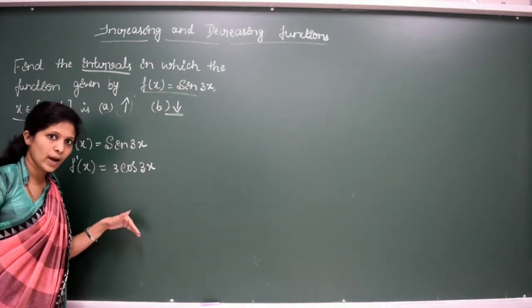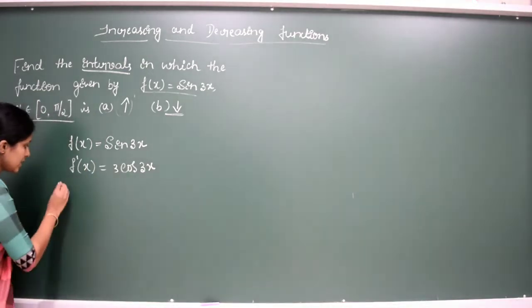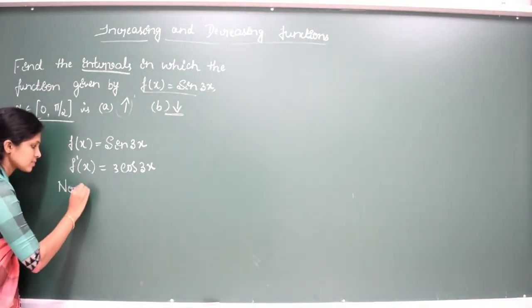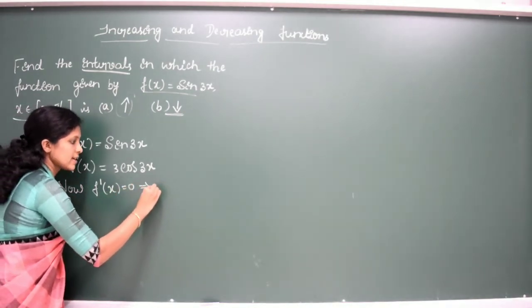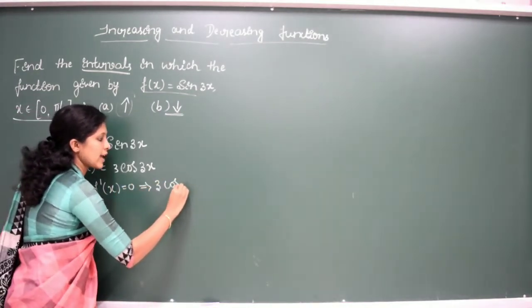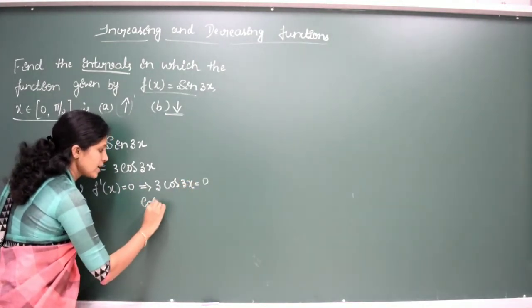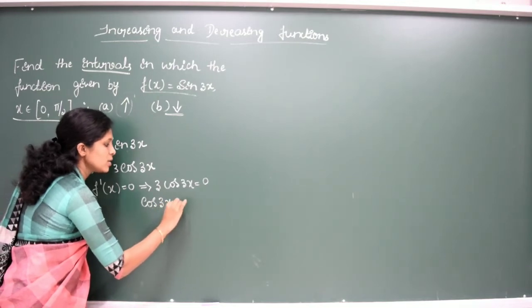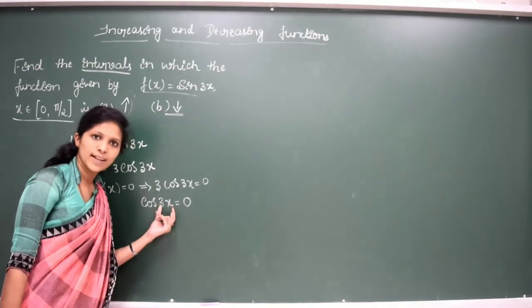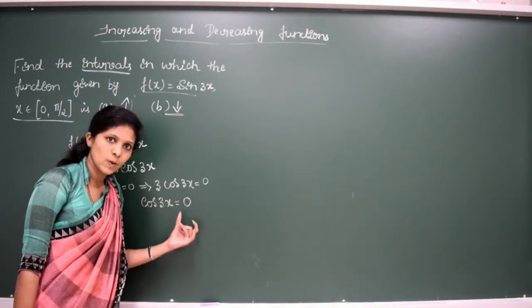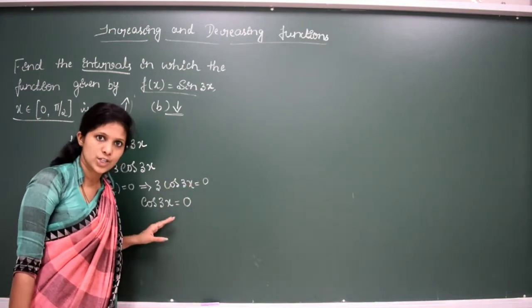Next step, you have to equate this equation to 0. Now, is it clear? f'(x) = 0 implies 3 cos 3x = 0. By this we can write cos 3x = 0. Now we got cos 3x = 0. What is the possible value here? When will the cos function be 0? If the angle is pi by 2 or a multiple of pi by 2, then the cos function will be equal to 0.